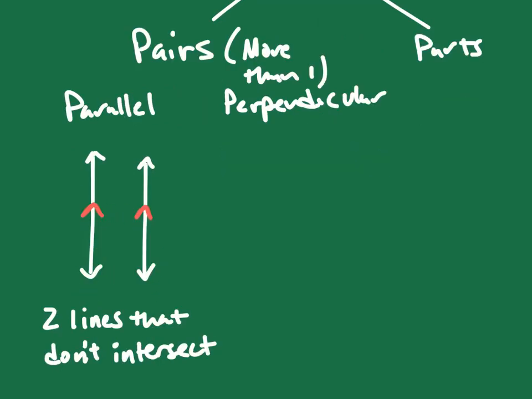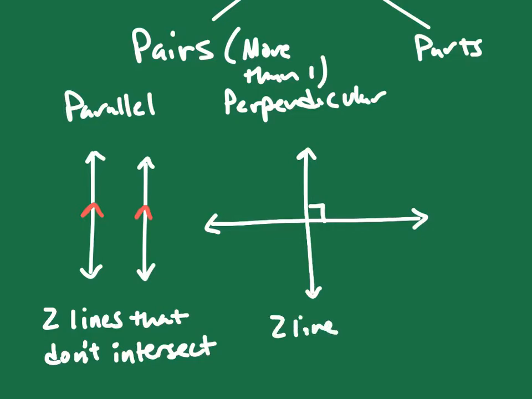The next pair of lines that we have are perpendicular lines. I draw lines that cross each other like this and form a right angle here. So these are two lines that form 90 degrees, or a right angle, however you want to look at it. Those are the two different types of pairs of lines that we have.